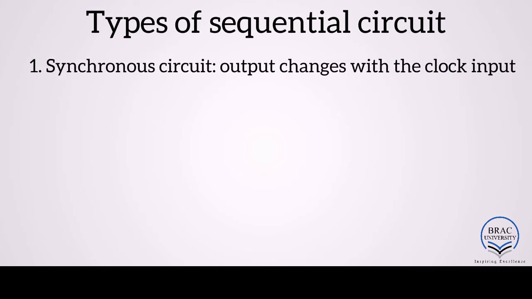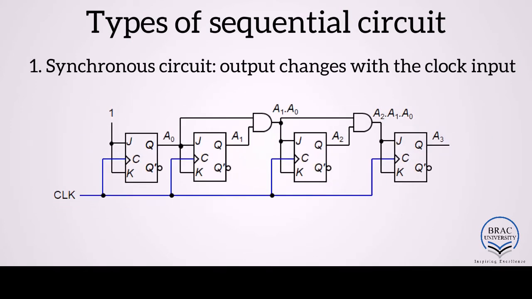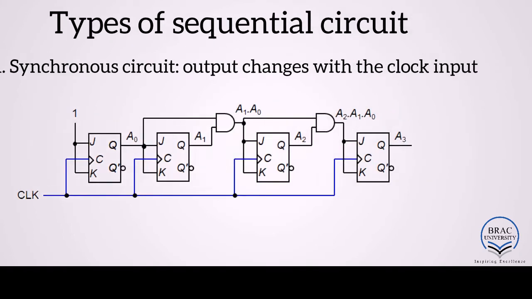The first one is synchronous circuit. In a synchronous circuit, the output changes with the clock input. Clock is basically a square wave which consists of 0 and 1. We provide this clock value, which is 1 and 0 sequentially, in all the elements of the circuit. In the example, we can see that for each sequential circuit block, we are providing the same clock for each element. This means that all the parts of the sequential circuit are in sync with the clock. This is why we call it the synchronous circuit.